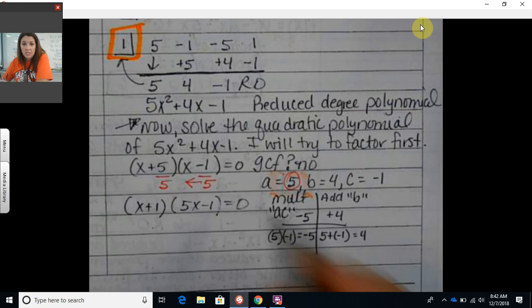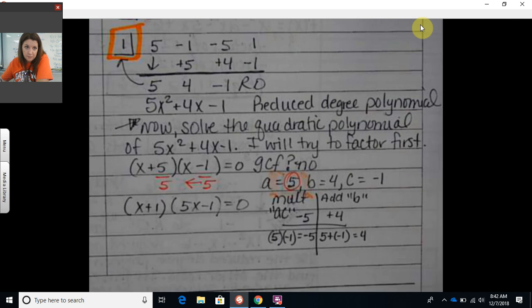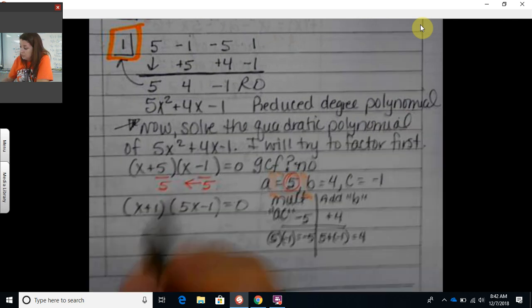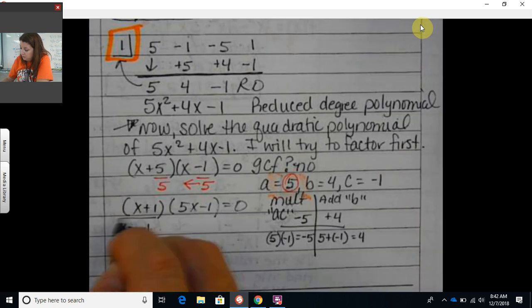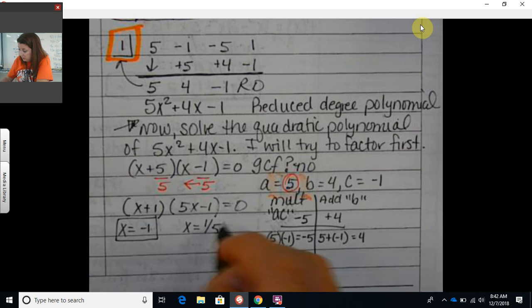So I'm finished factoring, but have I solved yet? No. I'm supposed to get two solutions, or two roots. How many am I going to get? 2. If I set x plus 1 equal to 0, what will that give me? x equals -1. So there's one of my roots. If I set 5x minus 1 equal to 0, what will x equal? 1/5. There's my other root.